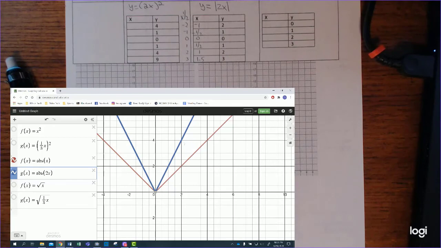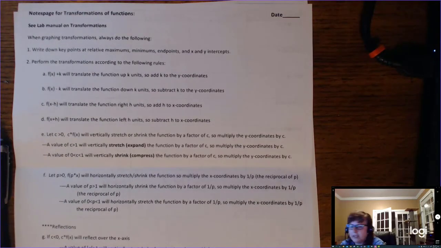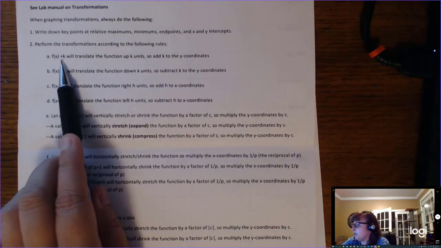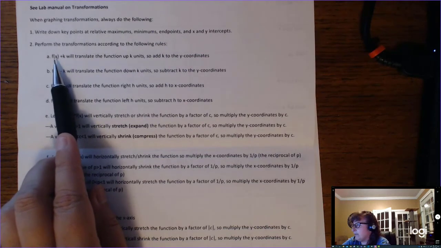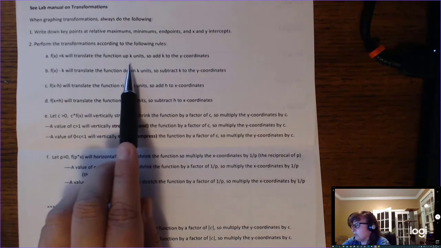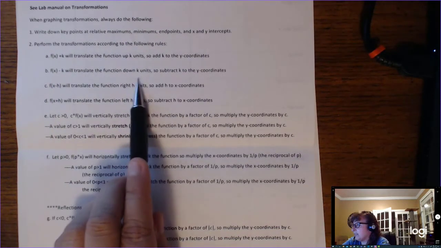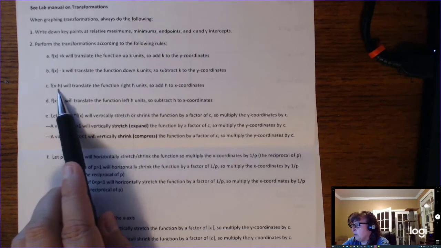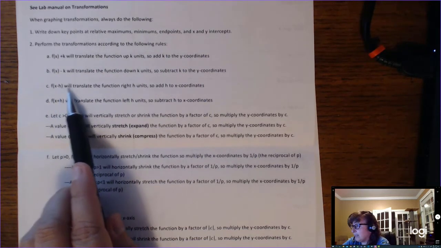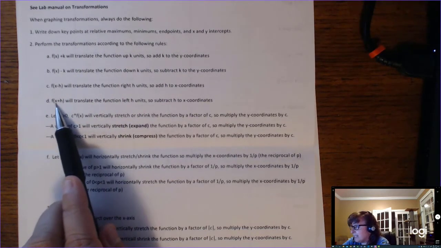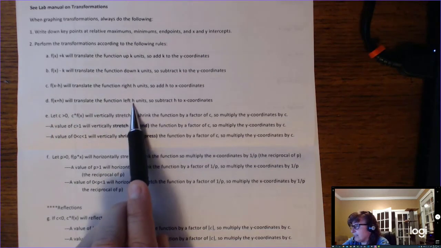Okay, so that is horizontal stretching and shrinking. Let's take a look at the notes page and see what this is going to help you do. If you are adding a number outside the function, that's going to move it up. If you're subtracting a number outside the function, that's going to move it down. If you are subtracting a number inside with the x, that's actually going to move it right. If you are adding a number inside, that's actually going to move it left.